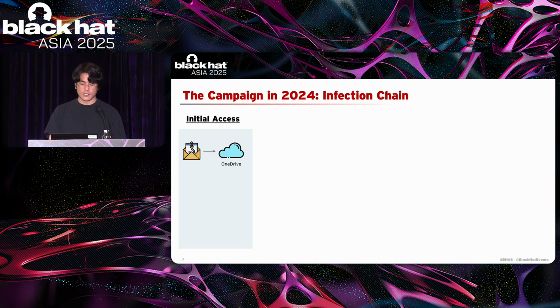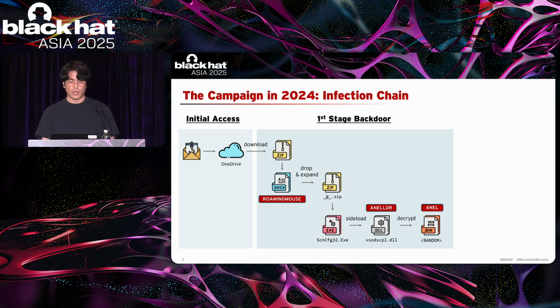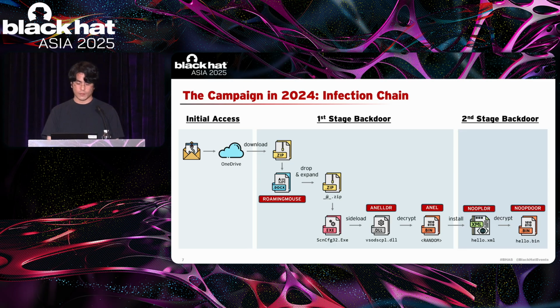Okay, so let's focus on the recent campaign. For initial access, they deliver a spear phishing email embedding a OneDrive link that leads to downloading a zip file containing a malicious dropper, which we called RoamingMouse. RoamingMouse drops the first stage backdoor components and installs them into the system. The adversary investigates the machine through the backdoor commands, and if they verify that the machine is worth investigating more, they install the second stage backdoor, NOOPDOOR. And we observed the abuse of Windows Sandbox during the installation of NOOPDOOR in this campaign.